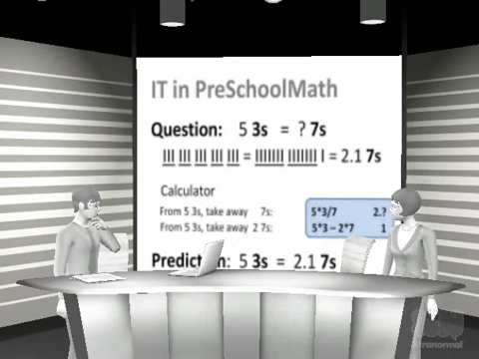To find the leftovers, we ask the next question to the calculator, which is, from 5 threes, we drag away 2 sevens, and are left with what? So we enter 5 times 3 minus 2 times 7, and get the result, 1. Thus the calculator predicts that 5 threes can be recounted as 2.1 sevens.